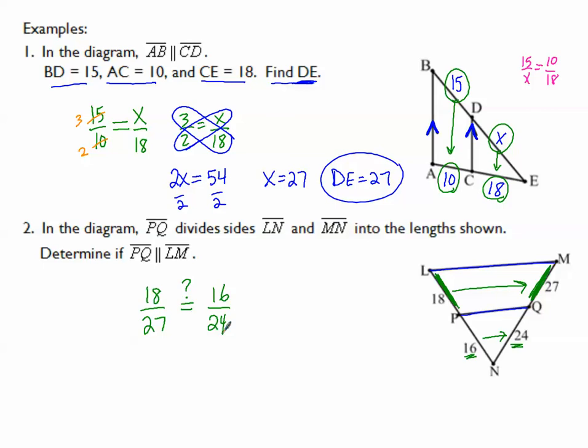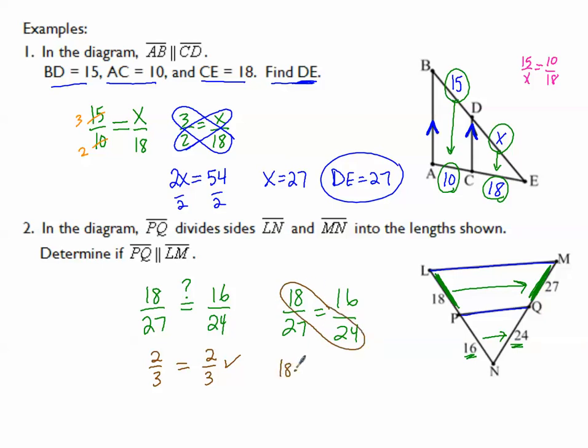Well, one of the best ways to do it is reduce both sides, see if it works, or maybe we cross multiply. So if we were to reduce both sides, 18 over 27, this divides by 9 and makes 2, this divides by 9 and makes 3, this divides by 8 and makes 2, this divides by 8 and makes 3. So yes, they are equal. We could have checked it this way, 18 over 27 equals 16 over 24.